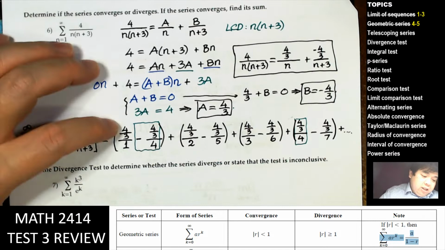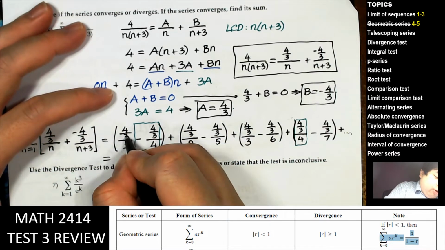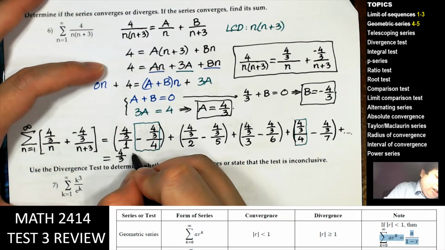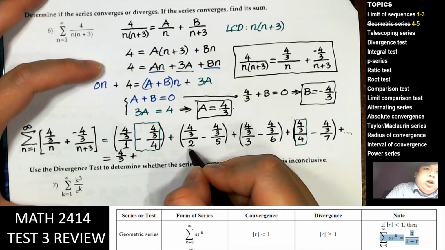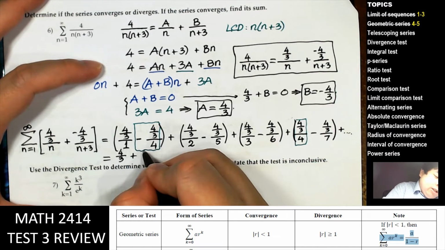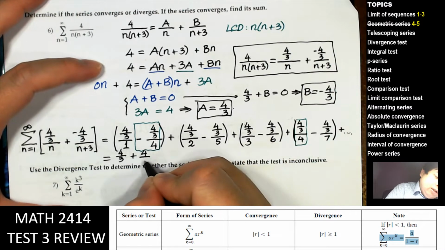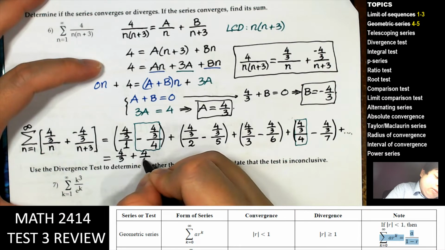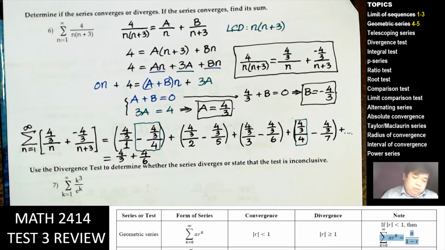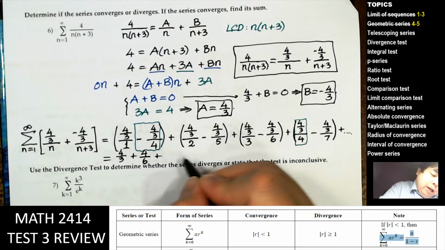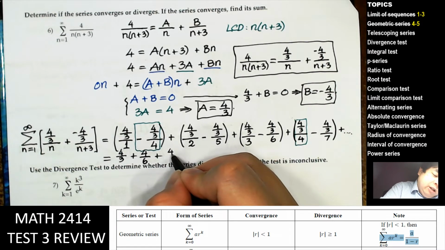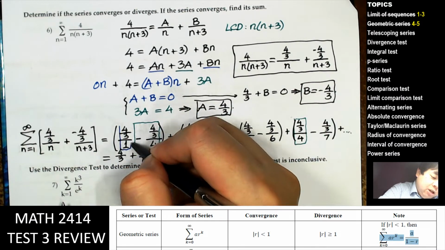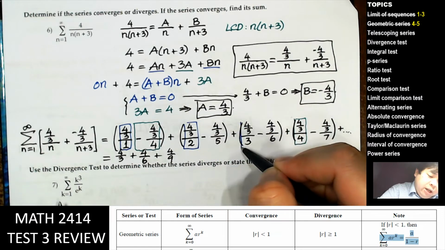So what's left here is 4 over 3 over 1, just 4 over 3. 4 over 3 divided by 2, so that's like 4 over 6, and then 4 over 3 is 4 over 9. So everything else cancels out except this term, this term, and this term will remain.